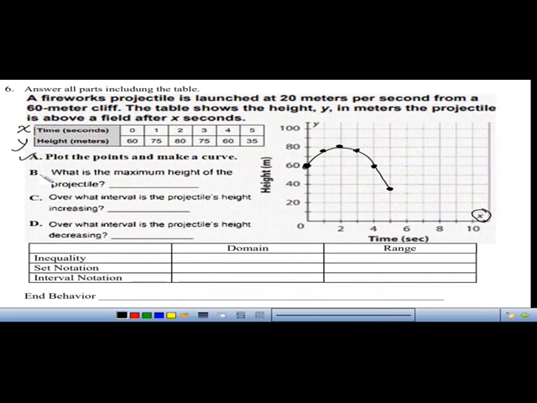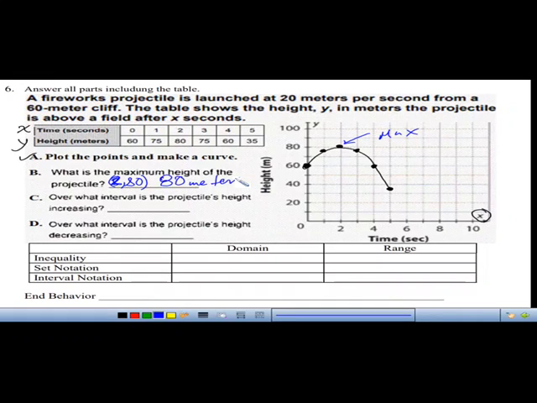Let's go to part B. What is the maximum height of the projectile? So in blue, look at it. It starts down here at 60, it goes up to here, and then it starts going down again. So the maximum height, I'm going to point to it, which is max. Just going to put max. First, I'm going to write the coordinate, which is (2, 80). I'm going to put in parentheses (2, 80). However, the height is 80 meters.